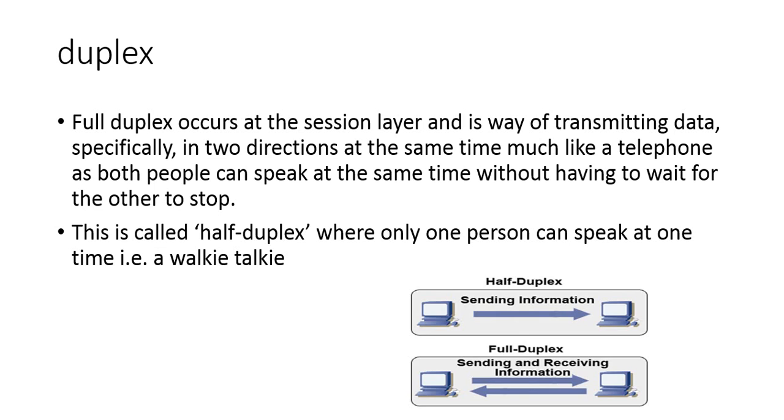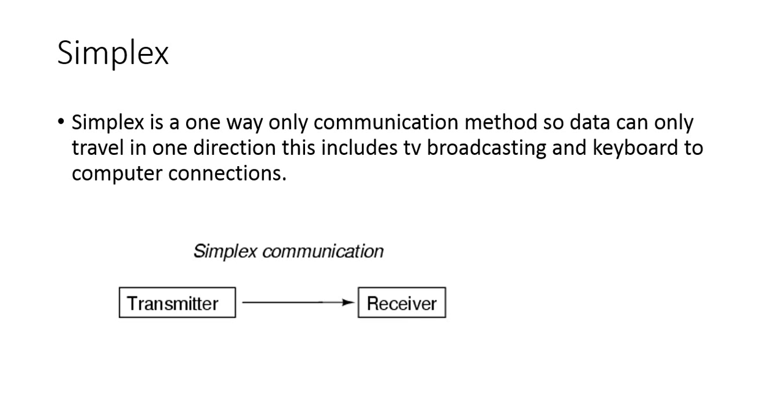Full duplex occurs at the session layer and is a way of transmitting data simultaneously. So it's like a telephone conversation. There is also half duplex, which is where only one person can speak at one time, i.e. a walkie-talkie. And there is also simplex, which is just one-way communication all over. And that includes TV broadcasting and keyboard to computer connections.